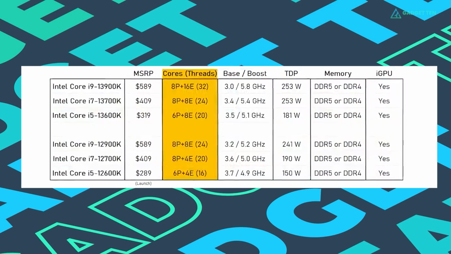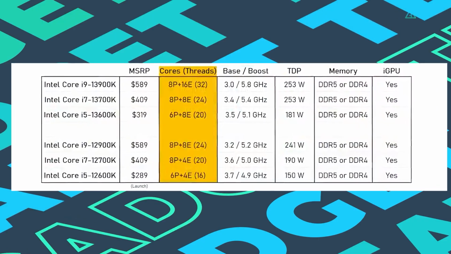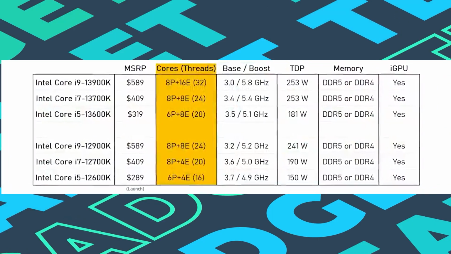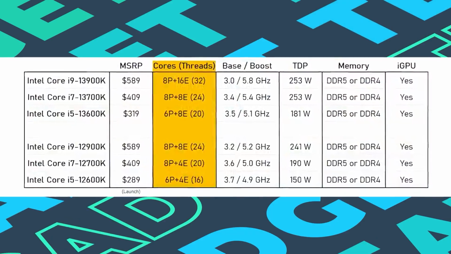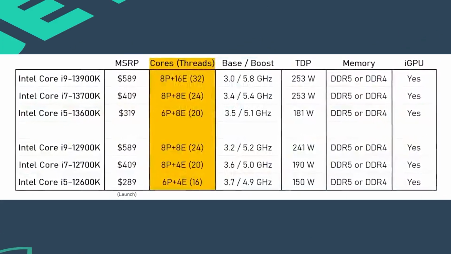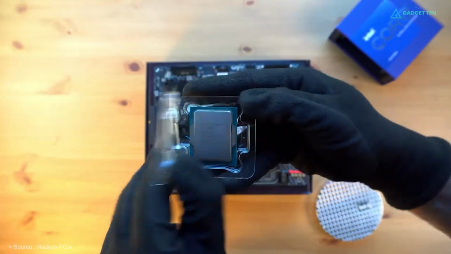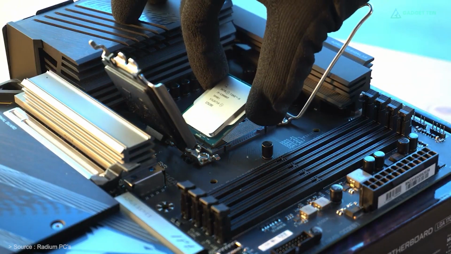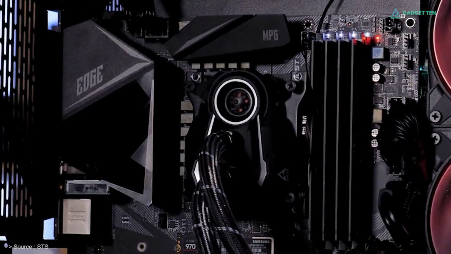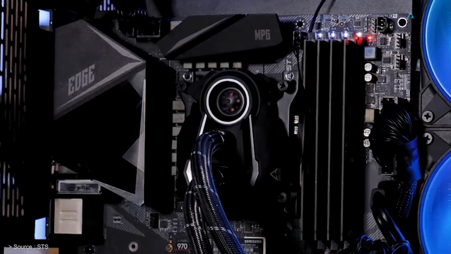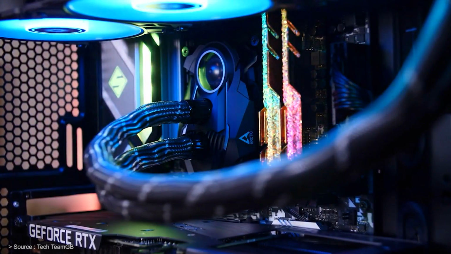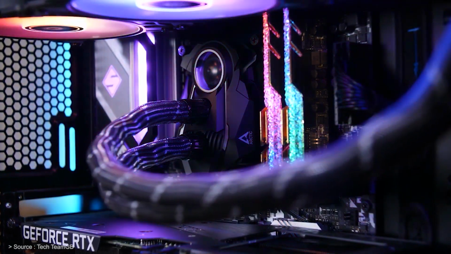To recap then, the CPU has a total of 24 cores, split between 8 performance and 16 efficiency cores for 32 threads in total and a boost clock of 5.8 GHz. This gives it a blend of single and multi-core performance that's unmatched in Intel's arsenal. However, you'll need a powerful cooler too, with a 240mm plus AIO recommended to tame its powerful thermal load.